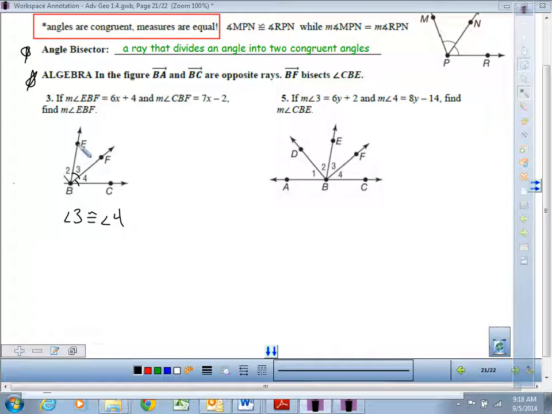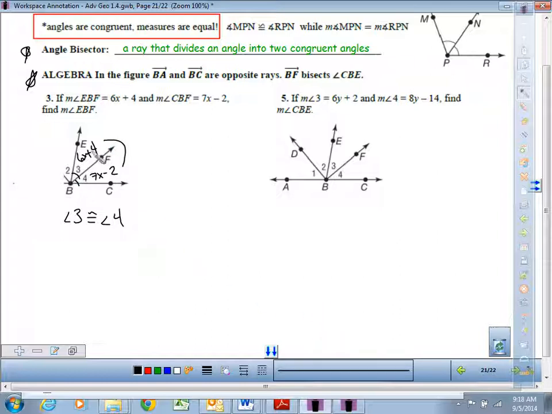Let's read this. The measure of angle EBF, that's E to B to F, this angle right here, is 6x plus 4. So I'm going to put that in there, 6x plus 4. And then the measure of CBF, that's this angle right here, is 7x minus 2. So I'm going to put that in here, 7x minus 2. So we said that this was bisected. We said that this big angle CBE was cut into two equal parts. That means that these two parts right here are congruent, are equal.